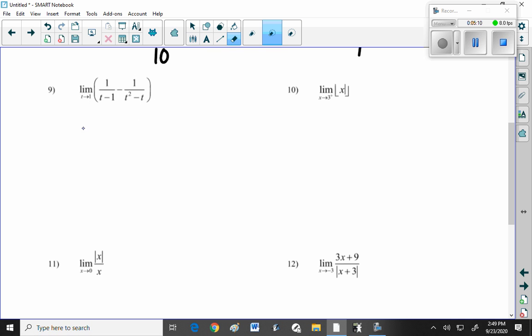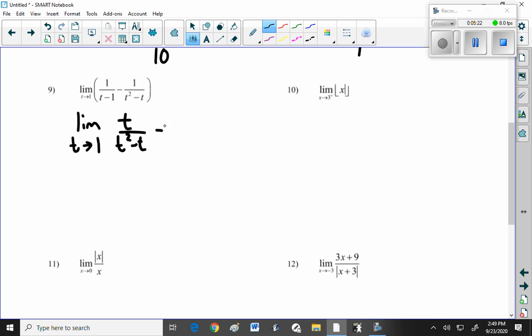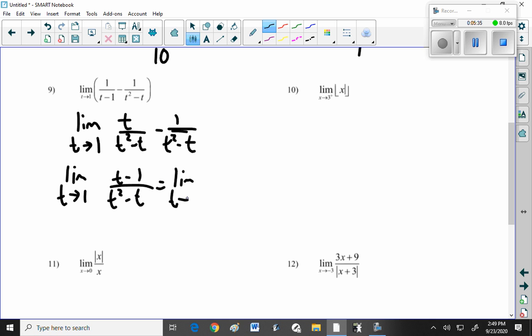Since the limits here don't exist, I have to do something to this term inside the parentheses. So what I'll do is multiply this by t over t. When we do that, we now have common denominators, so we can subtract. And when we subtract, t minus 1 over t squared minus t, that's the limit as t approaches 1 of t minus 1 over t times t minus 1. Cancellation. As t approaches 1, I get 1 over 1, which is 1.